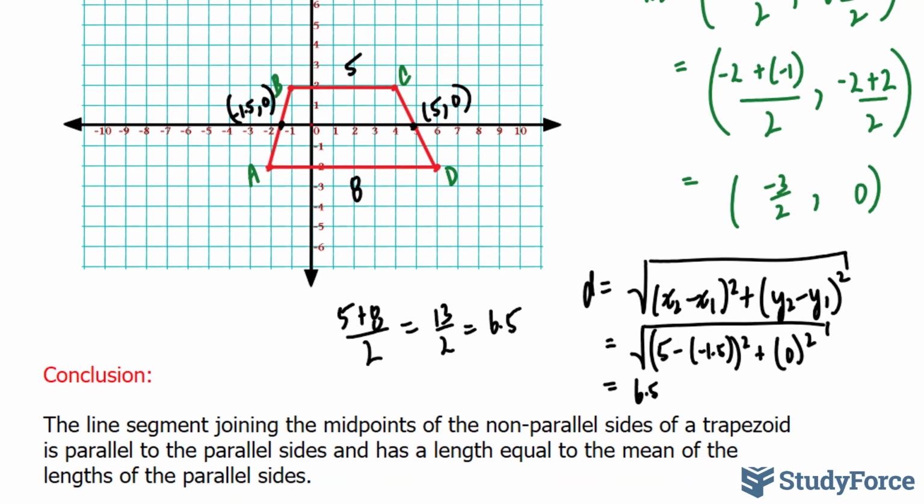Therefore, to conclude, the line segment joining the midpoints of the non-parallel sides of a trapezoid is parallel to the parallel sides and has a length equal to the mean of the lengths of the parallel sides. So this line, which I haven't drawn, is parallel to the parallel sides as well.